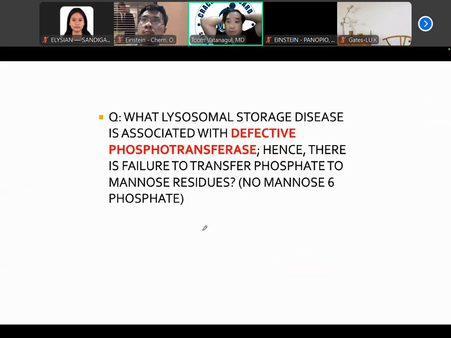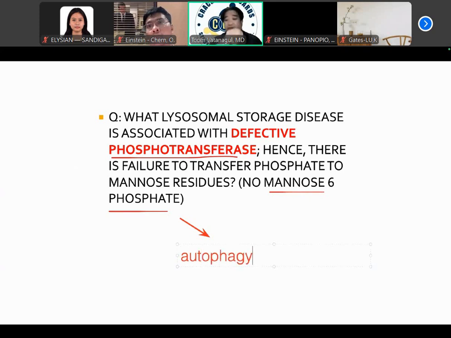This is a board recall that came out. A lysosomal storage disease with defective phosphotransferase. As a result of a defective phosphotransferase, there's no production of mannose-6-phosphate. And we mentioned earlier that mannose-6-phosphate is associated with what mechanism? Autophagy. It is associated with autophagy.